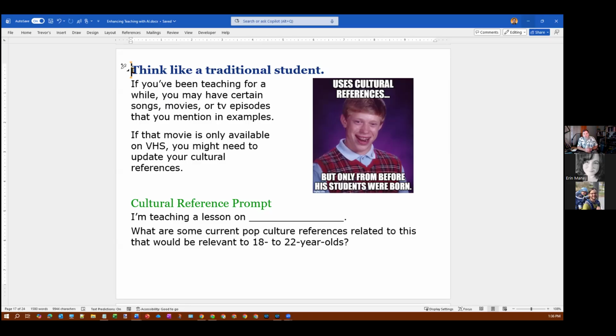The picture that I have there is Bad Luck Brian, very popular in the 2000s, as those types of memes came out that we used to see everywhere. I have not seen as many of these as I used to, but he actually came back as an adult in one of the Super Bowl commercials a couple of years ago. But even that is getting further and further back out there. So try something like this: I'm teaching a lesson on blank. What are some current pop cultural references related to this that would be relevant to 18 to 22-year-olds?